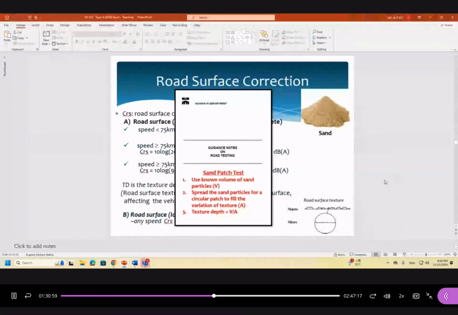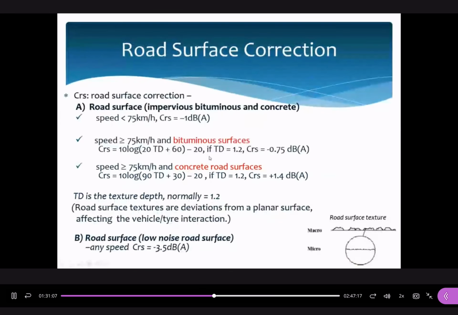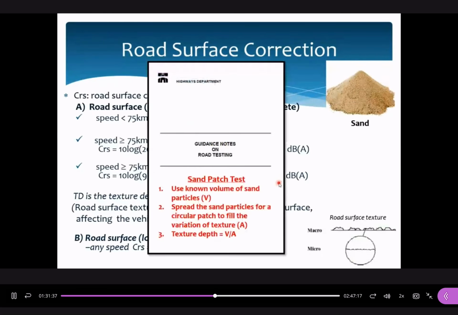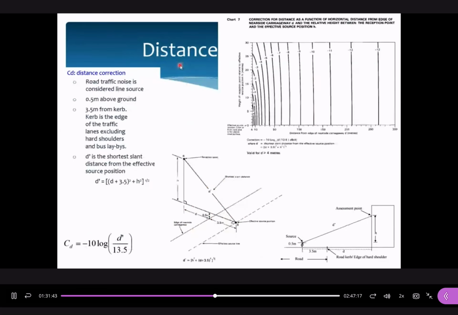This is the real situation. We could use this sand patch test to measure the texture depth. Remember, this texture depth is relevant to these two equations, the bitumen surface and the concrete surface. If you substitute 1.2 into these two equations, one we can get is -0.75 dBA, which is a reduction of noise effects. And for concrete pavement, this is positive 1.4 dBA, which means you can enhance the noise effects. Now, we need to consider the direct distance between the receiver and the source.